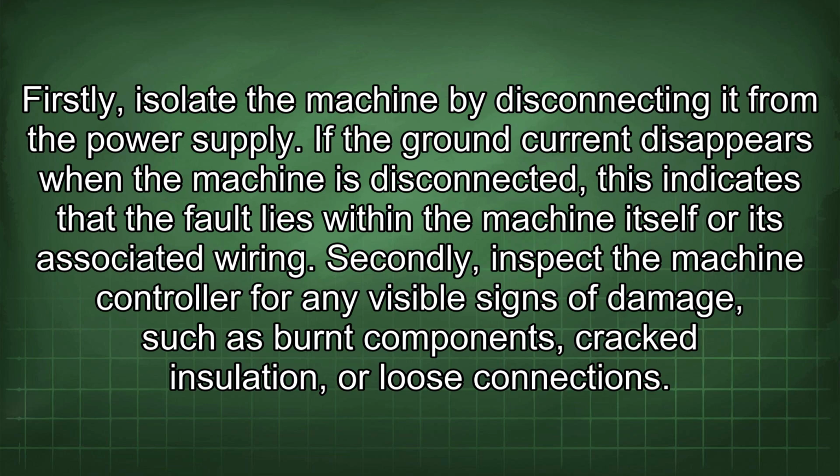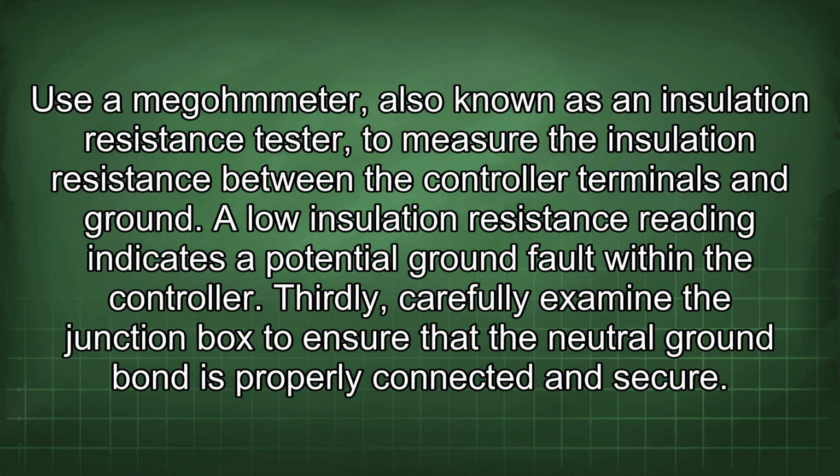Secondly, inspect the machine controller for any visible signs of damage, such as burnt components, cracked insulation, or loose connections. Use a megohmmeter, also known as an insulation resistance tester, to measure the insulation resistance between the controller terminals and ground. A low insulation resistance reading indicates a potential ground fault within the controller.